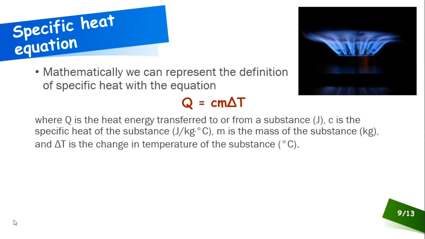Here's the equation, the mathematical relationship that relates heat with temperature. Q equals Cm delta T. So here Q is the heat energy that's transferred to or from a substance, and we measure that in joules. C, of course, the specific heat of the substance, measured in joules per kilogram degree Celsius. Mass is represented with the letter M, and that's in kilograms. And then, of course, delta T, the change in temperature of the substance measured in degrees Celsius.